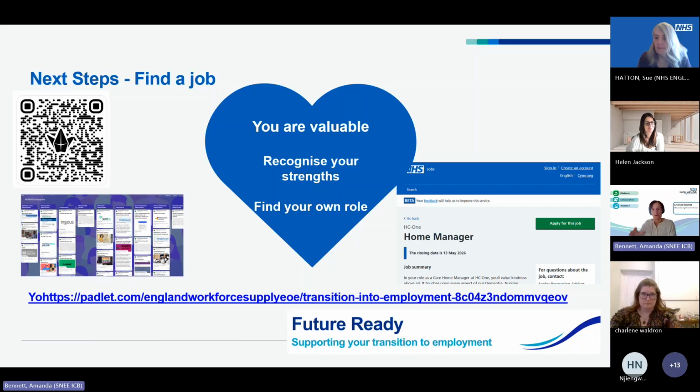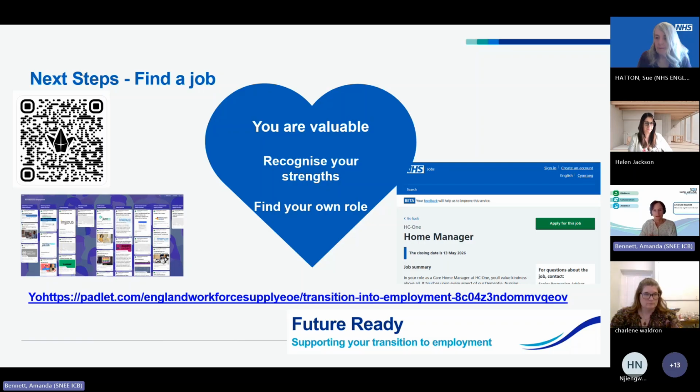NHS Jobs usually just has NHS jobs on there. However, I have seen some care home jobs on there as well, so do look on NHS Jobs. I know Barchester, which is one of the big care home companies, advertises on there, but not many care homes or social care employers do. However, on the Padlet, there are especially local employers and lots of contacts there.